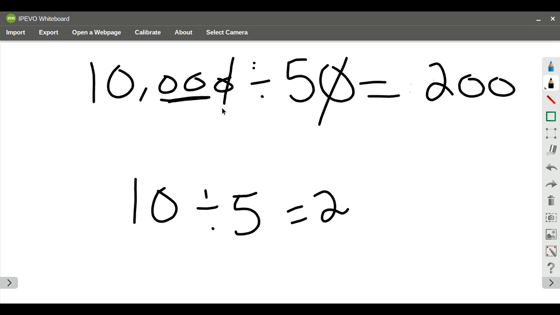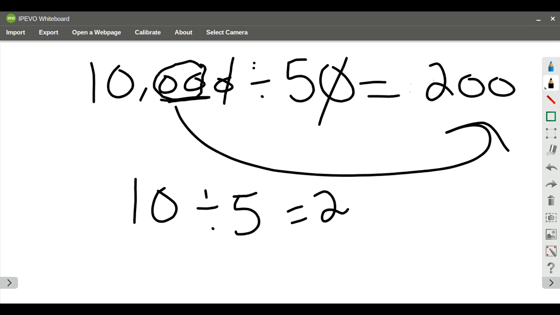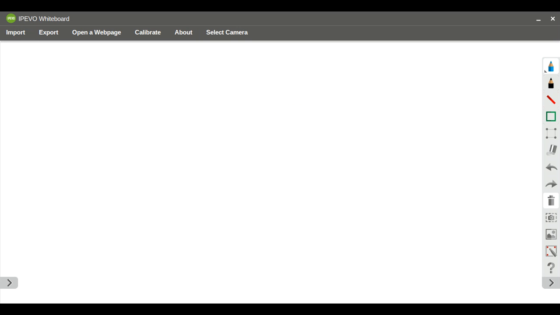Okay. So what I'm doing is I'm taking the 0 off of my divisor. And however many zeros I take off my divisor, that's how many zeros I'm taking off my dividend. I take the remaining zeros and I move them over to my quotient. And then I'm left with my basic math fact of 10 divided by 5. I find that answer and I put it in front of the zeros to get an answer of 200. Okay, go ahead and go to your guided practice.